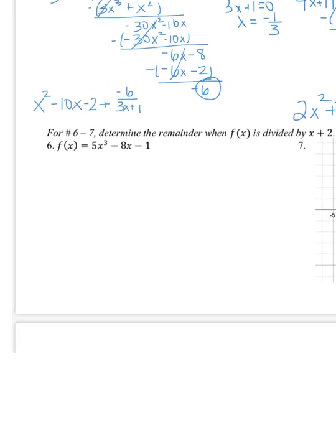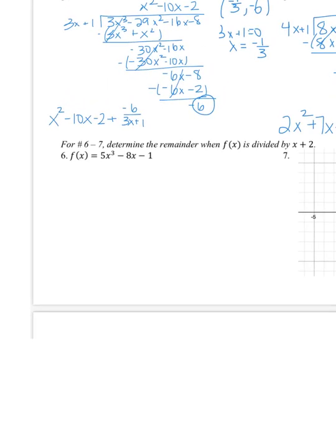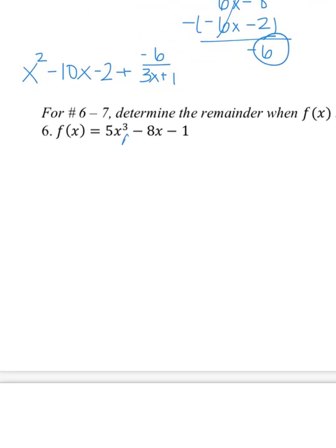Determine the remainder when f of x is divided by x plus 2. You can do long division on number 6 if you want. You would just need to put a placeholder in. See how there's no x squared? So you could put a placeholder of plus 0x squared. That way everything's in there. Okay, or you can just do what we were just talking about.